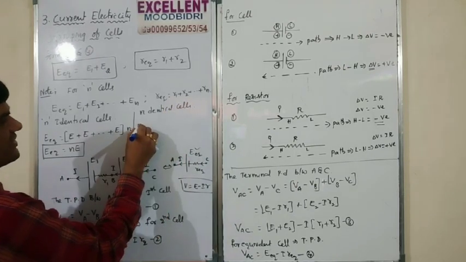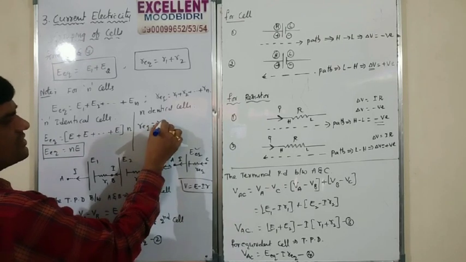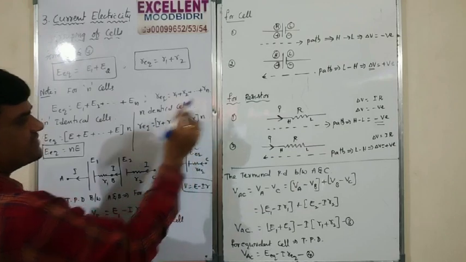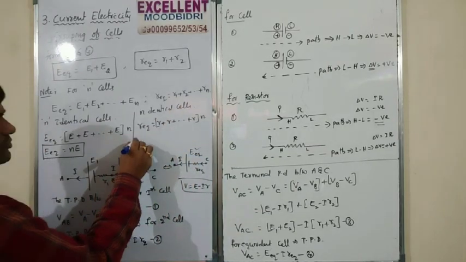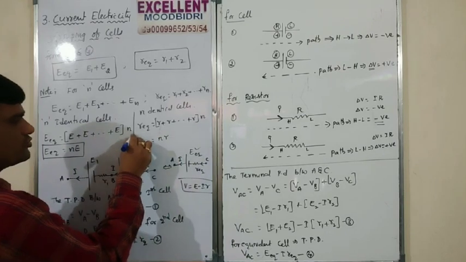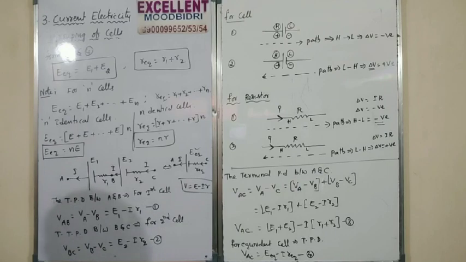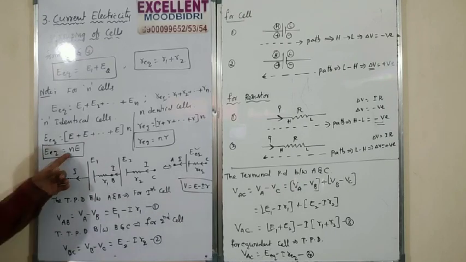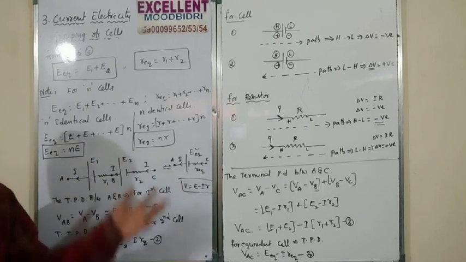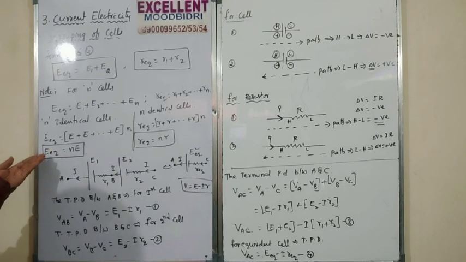Identical cells. Then R equivalent is equal to R plus so on R, how many times? N times. Therefore, R equivalent is equal to N into R. Very important formula this one. EMF, E equivalent is equal to N into E. R equivalent is N into R. For resistors also the same, right? For resistors, R is equal to N into R. EMF also N into E.